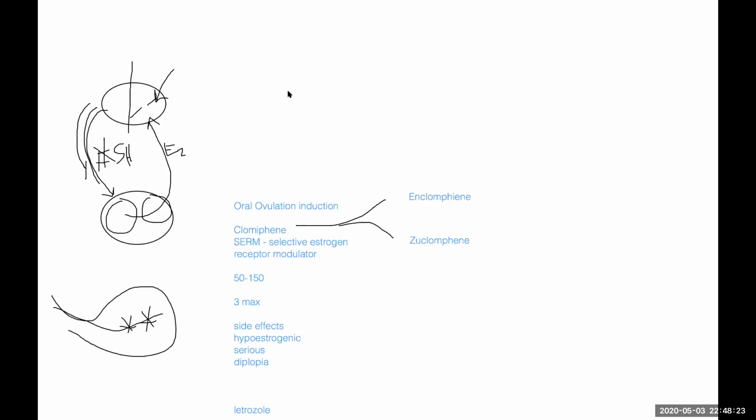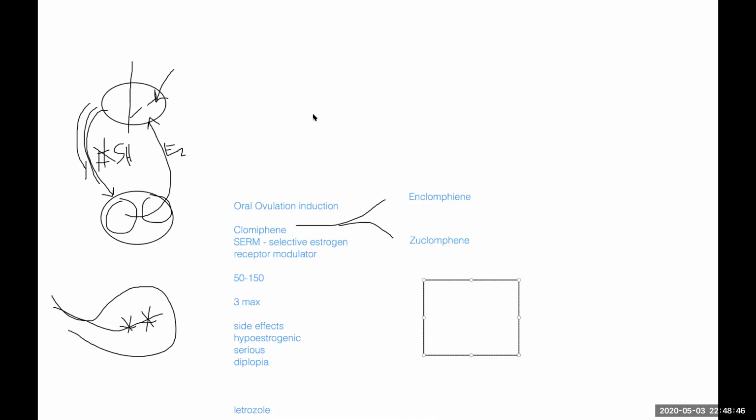The other medication that we use is letrozole. I need another volunteer now. What class of medication is it? Aromatase inhibitor. So it is an aromatase inhibitor. Where does it work? It works at the level of the ovary. It inhibits estrogen synthesis at the level of the ovary.